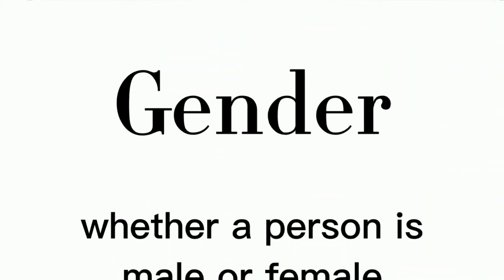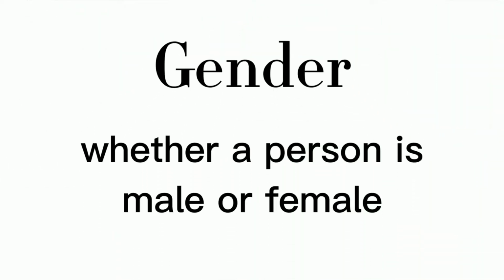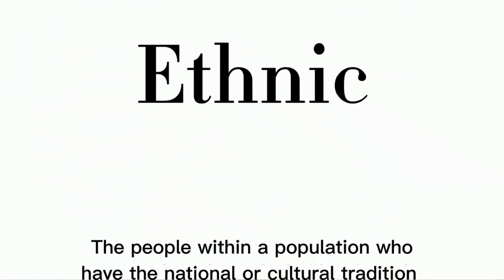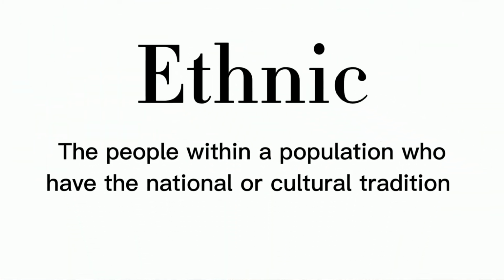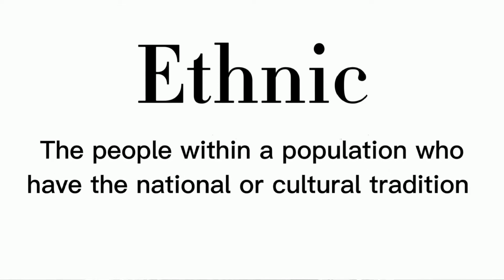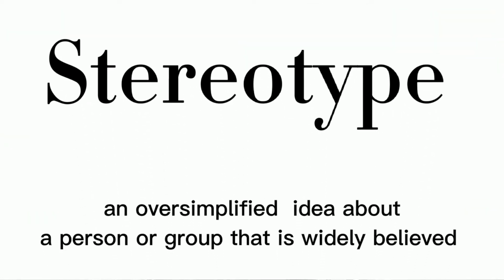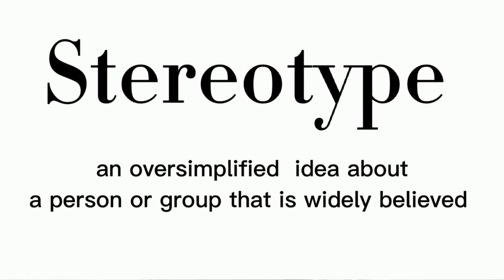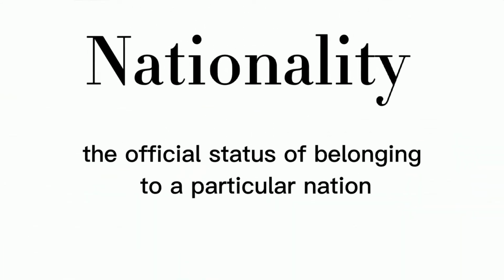Gender. It tells whether a person is male or female. Ethnic. The people within a population who have the same national or cultural tradition. Stereotype. An oversimplified idea about a person or group that is widely believed. Nationality. The official status of belonging to a particular nation.